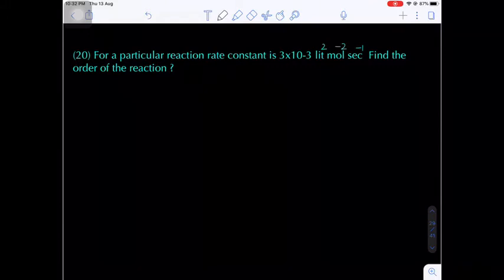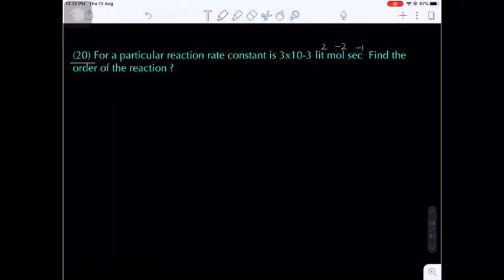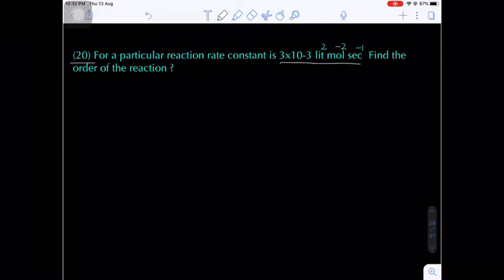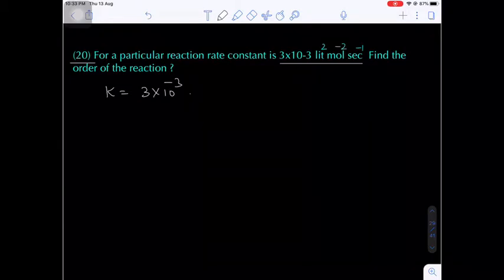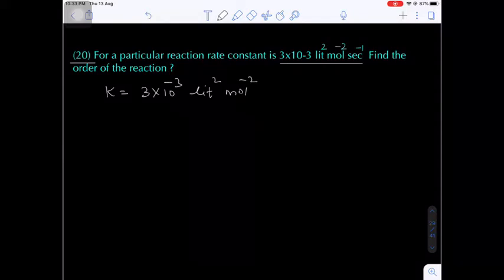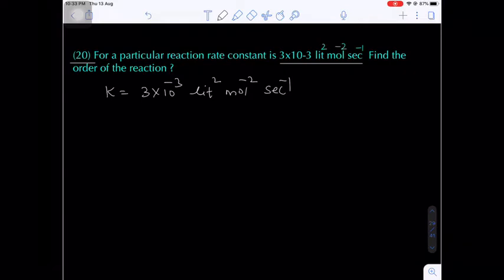Okay, now we have some examples. Here some problems we are doing. The first problem, that is the 20th problem, because in the previous lecture I completed up to 19 problems. So the next continuation will be the 20th problem. The rate constant of a reaction is given to you, K equal to 3 into 10 raised to the power minus 3. The unit is given as liter square, mole to the power minus 2, second inverse. Find the order of the reaction.